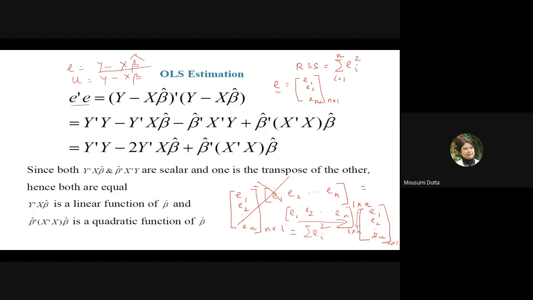X is a matrix, capital Y is a vector, beta hat is a vector, and from the last class you know the order of everything. So please tell me, what is the order of Y? N cross 1. What is the order of X? N by K. Very good. What is the order of beta hat? K cross 1.